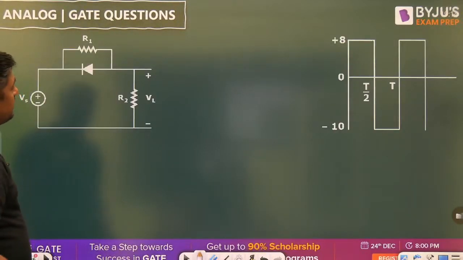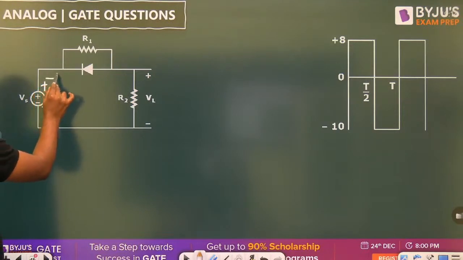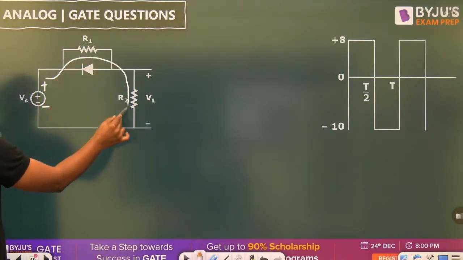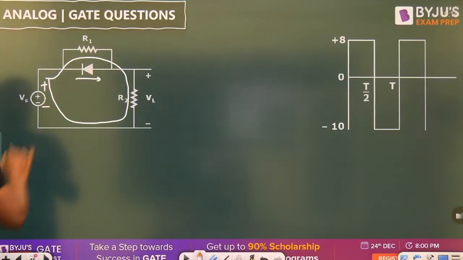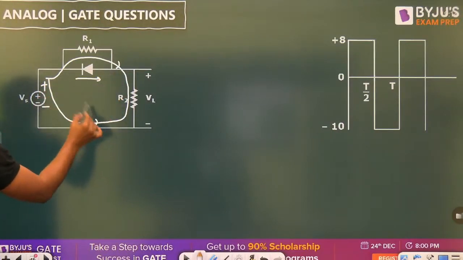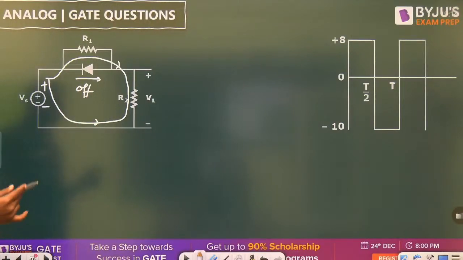Now try to understand. It is an ideal diode. When we are in the positive half, the current will pass through this. Current will not pass through this because it will not allow the current in the reverse direction. That's why the diode is off. So during the positive half, the diode is off.